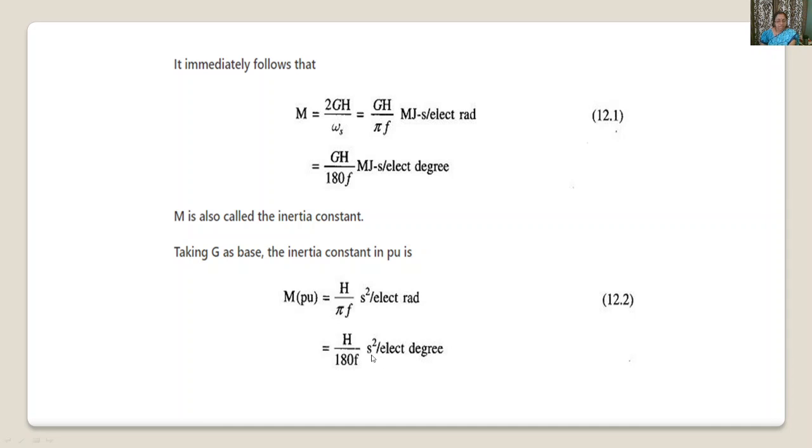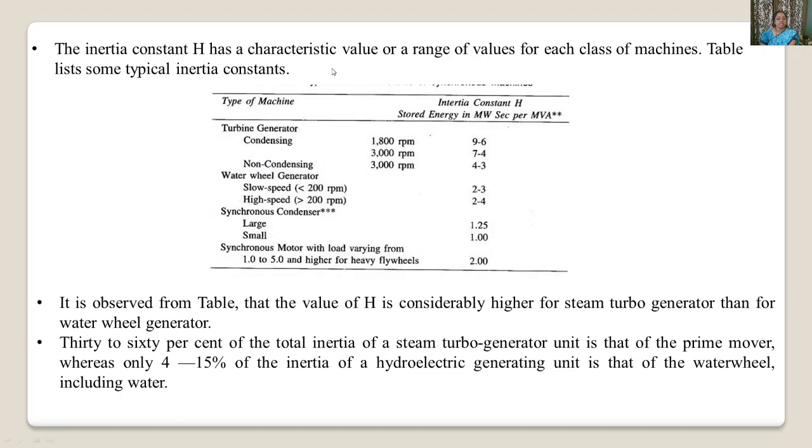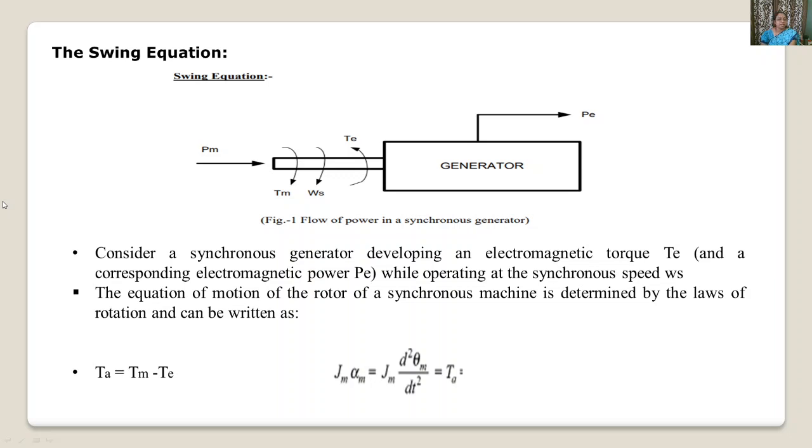Now the inertia constant H has a characteristic value or range of values for each class of machine. In case of turbo generator, it is in the range from 9 to 6, 7 to 4, while in case of water wheel generator, it is 2 to 3. This is the major difference. It is observed from the table that the value of H is considerably higher for steam turbo generators than for water wheel generators. So inertia constant in case of steam turbo generator is more. This is the conclusion. Now we switch over to the swing equation.